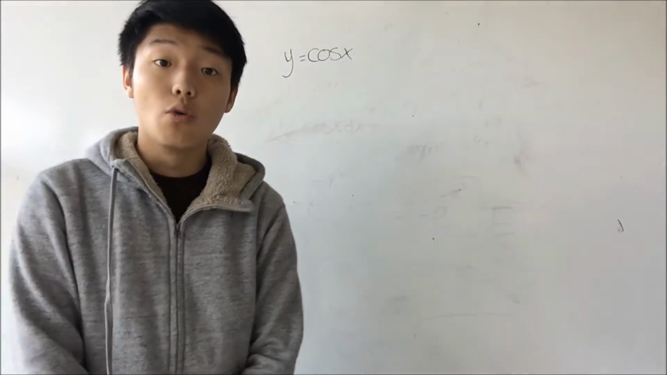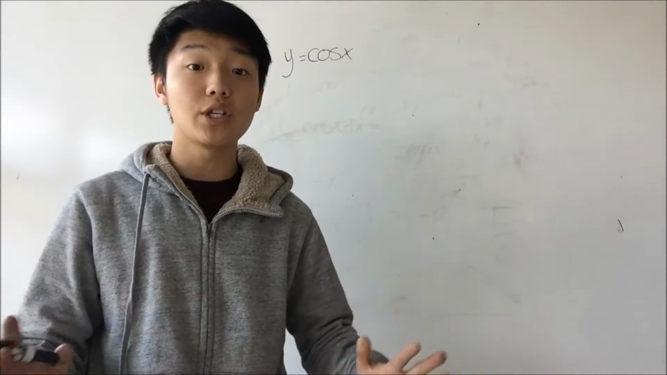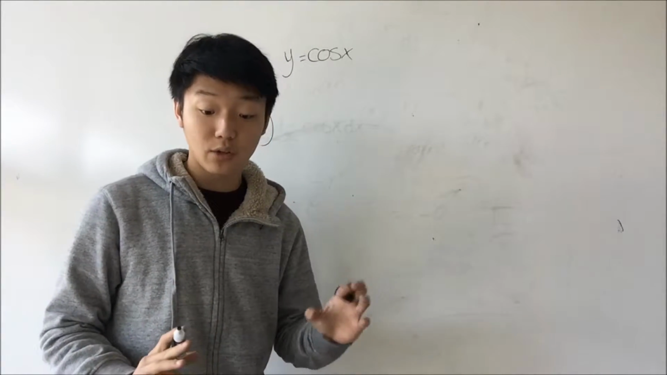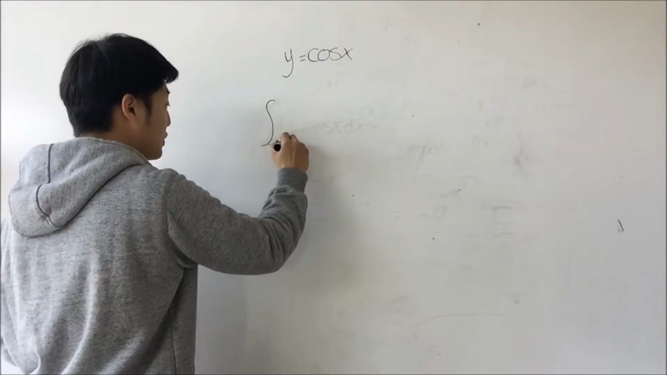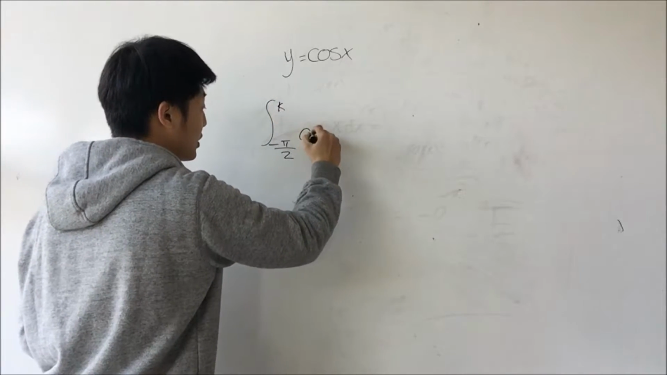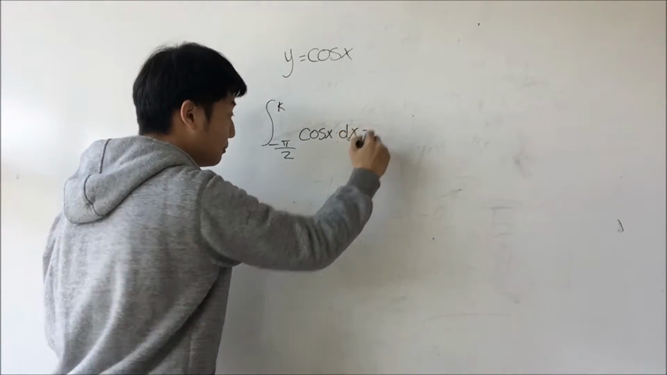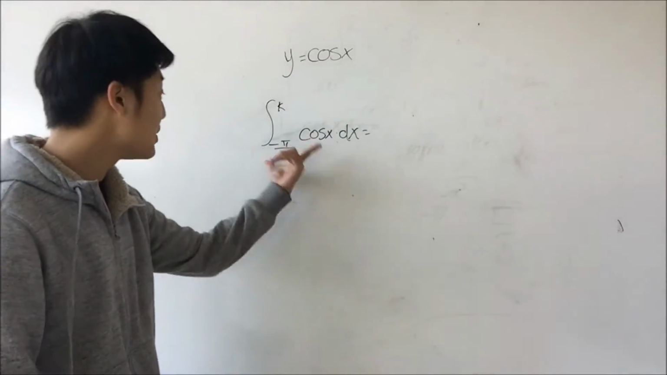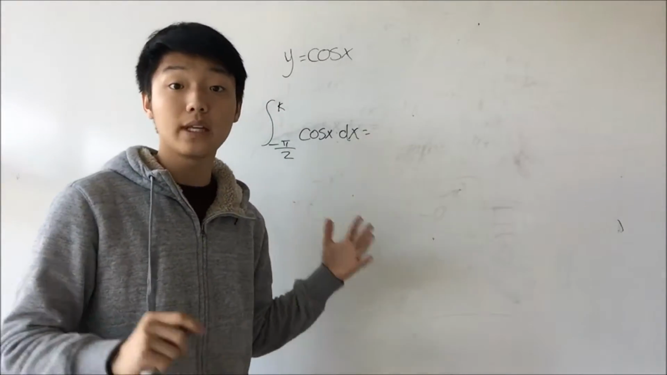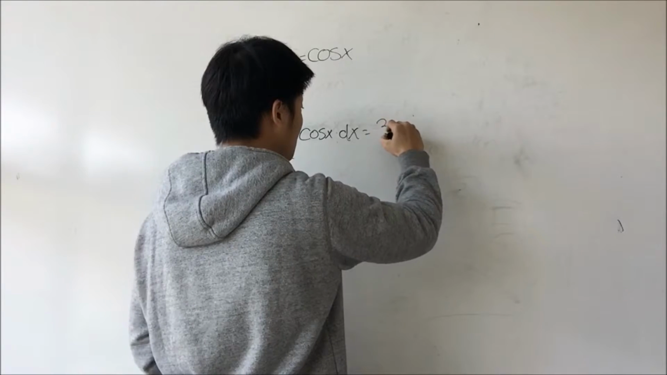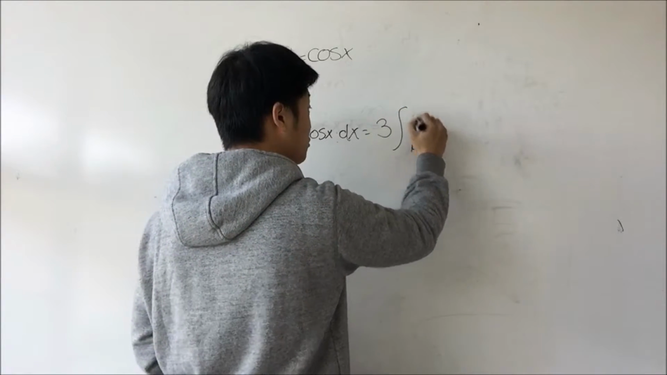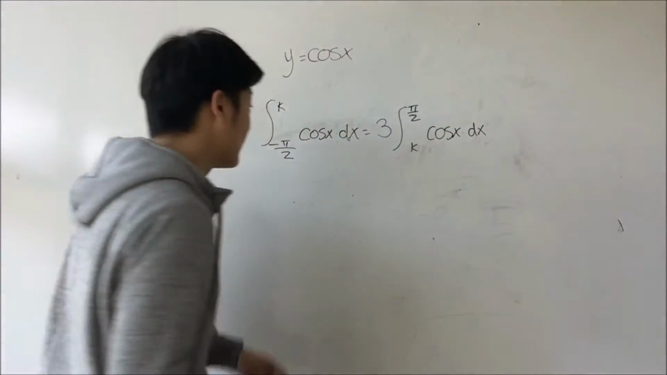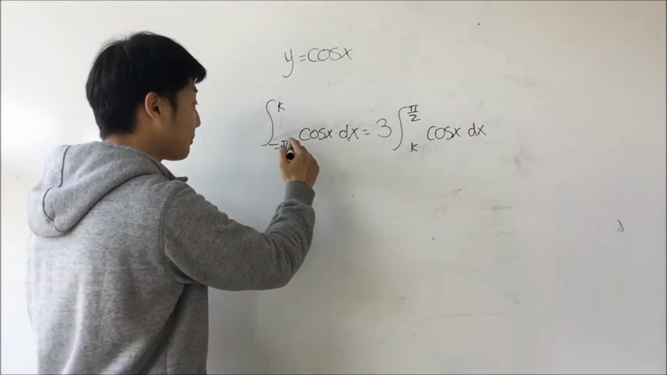So, because we're talking about the area, we have to make the equation of integral. So, integral, and the first region given is negative pi over 2 to k, of the function cosine x dx, is equal to. Now the next region will be k to pi over 2. However, it is given that this region is 3 times the region between k and pi over 2. So we will write 3 times the integral from k to pi over 2 of cosine x dx. Now it's our turn to just solve for this.